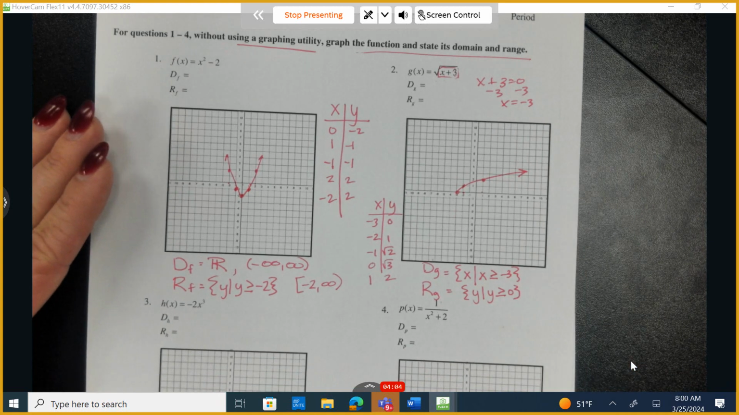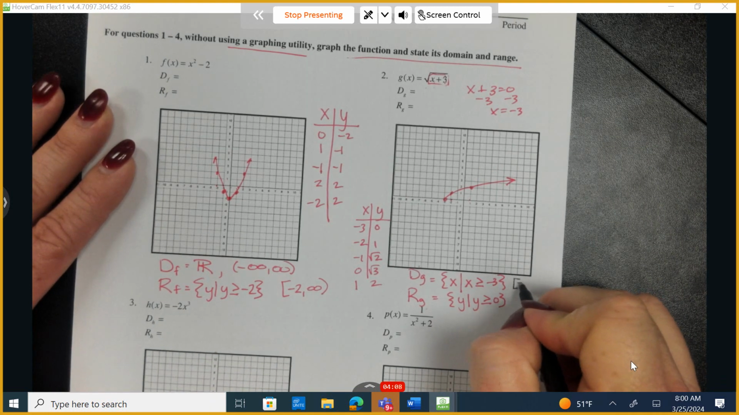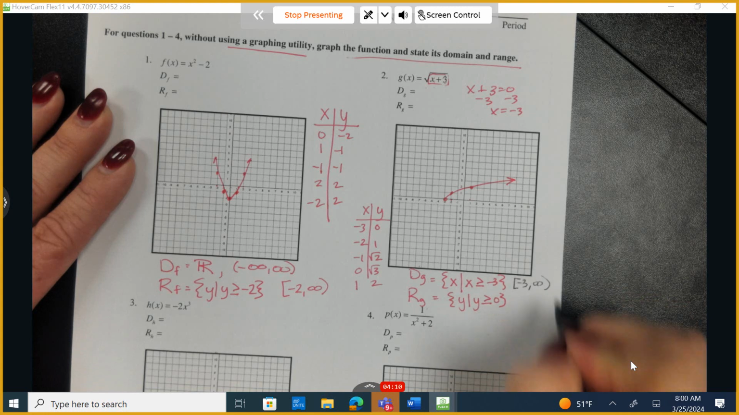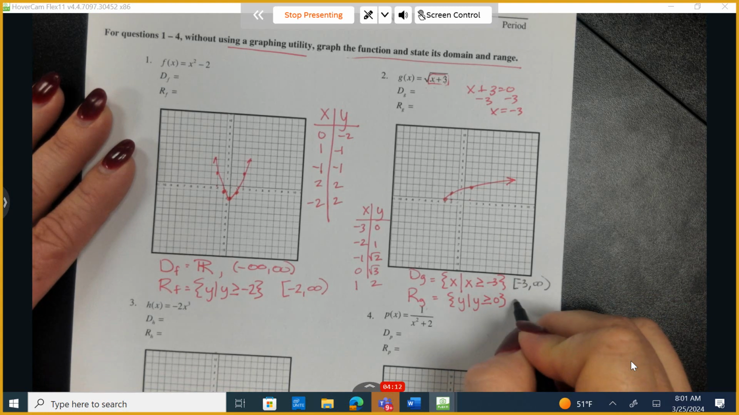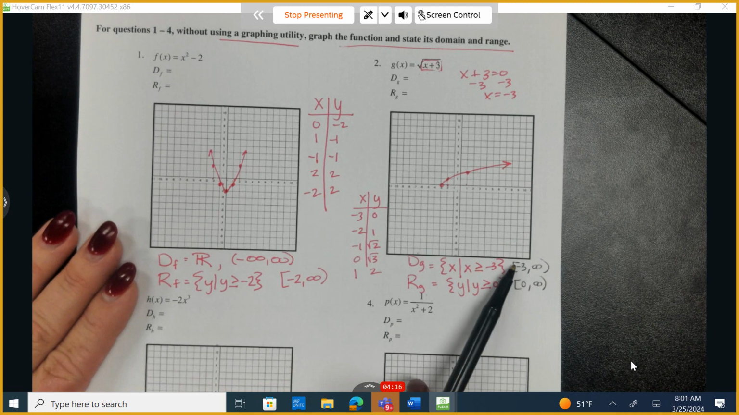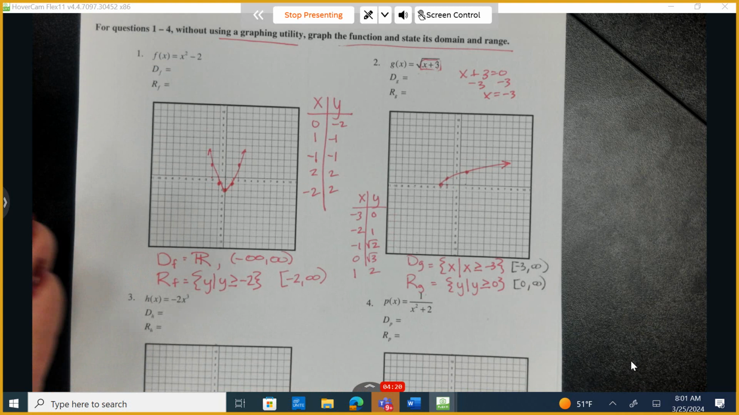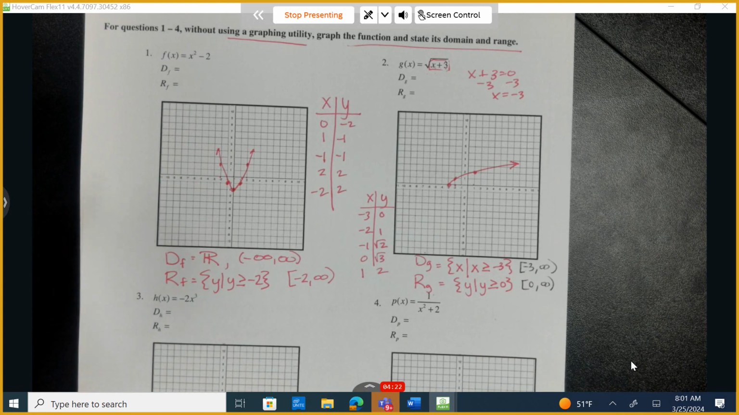Now, if we wanted to change that up and write it in interval notation, we could do as such. Negative 3 to the right and 0 to the right. It's important that we are specific with how we do this. This is a bracket at negative 3 and 0 because we're including those in the domain and range specifically.